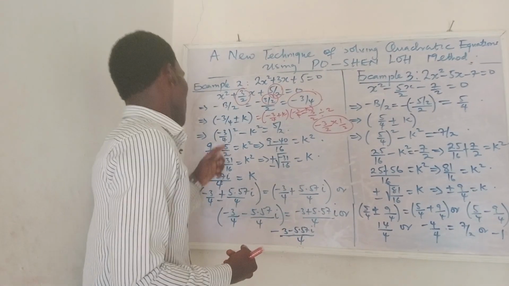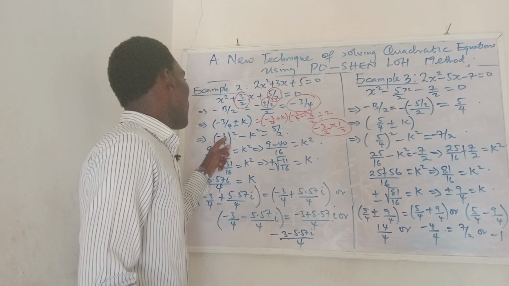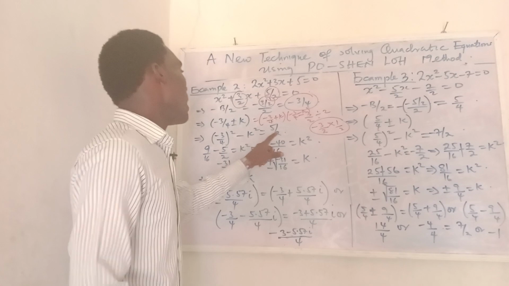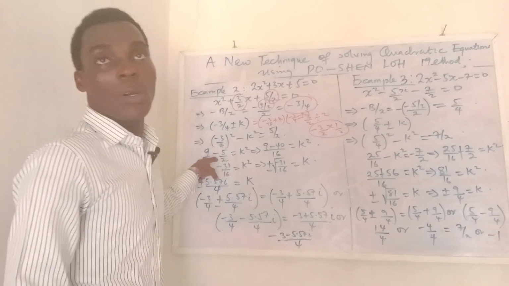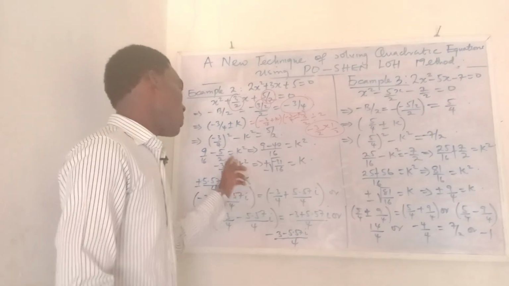Now from here, minus 3 squared will give us 9. Then 4 squared will also give us what? 16. Then if minus 5 over 2 comes to the other side, it becomes minus 5 over 2. And if k squared crosses over, it becomes plus k squared.